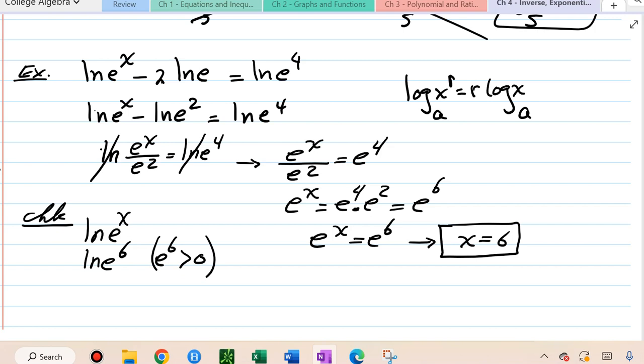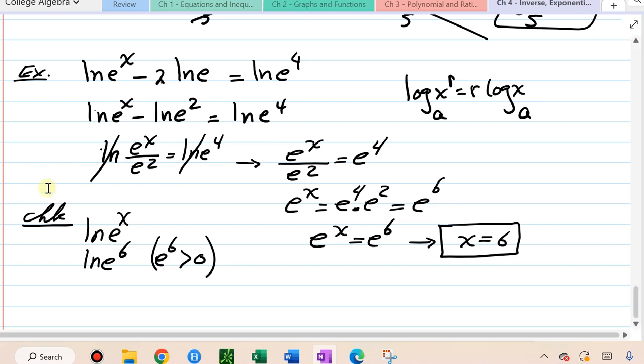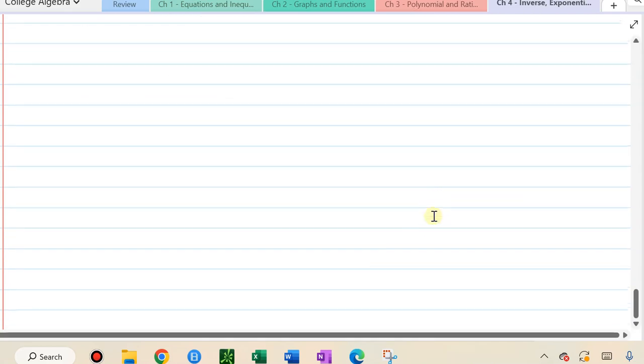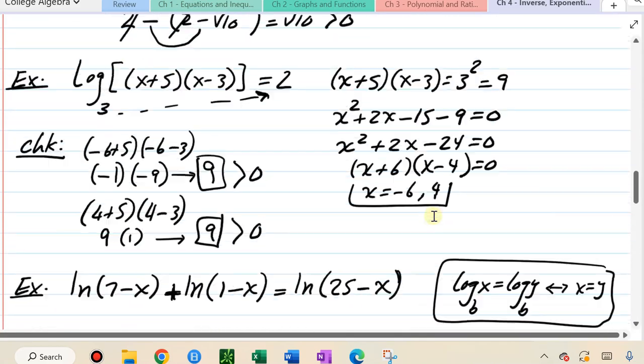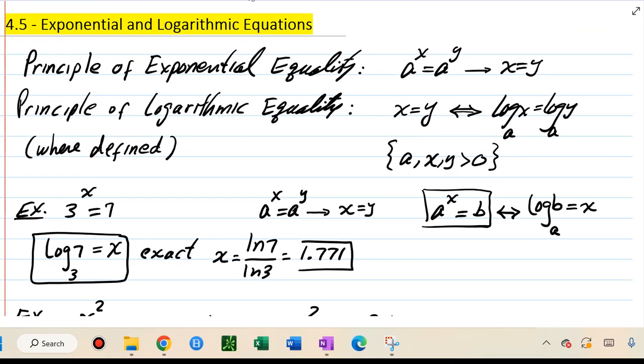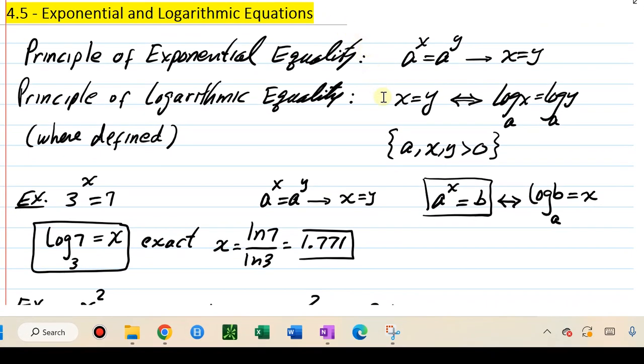And there you have it. So hopefully you're comfortable with these logarithmic equations and exponential equations. And with that, we are done with this lecture. I hope you find it useful. If not, please review. We did a lot of good equations, so try to review them. And as always, thank you for watching the videos.